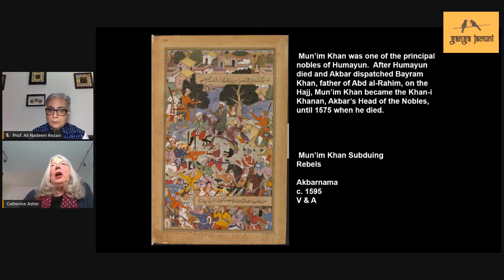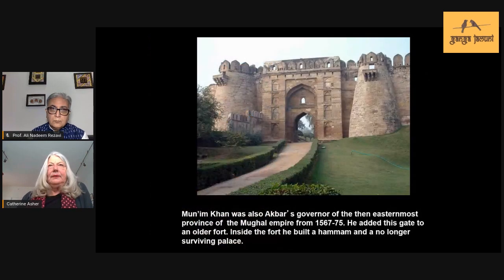We have Munim Khan, who becomes the Khane Kanan, in other words, the head of the nobles, a role which he maintains until his death in 1575. And here we have a page again from the Akbarnama showing him subduing rebels. The reason I'm showing these illustrations is to remind us that these are notable figures who are included in this official history, just to remind us of that.